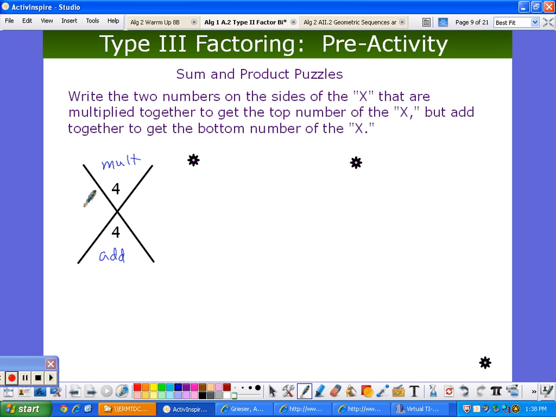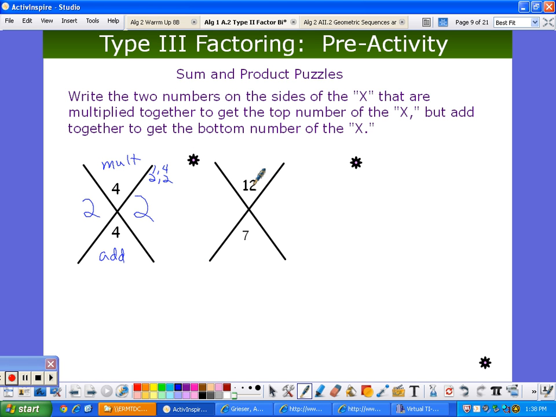Yeah? 2 and 2. You could be doing the same kind of idea, like very quickly, 1 and 4, does that work? No, it doesn't add to 4. 2 and 2, yes, that works. So your brain is kind of quickly running through that idea.